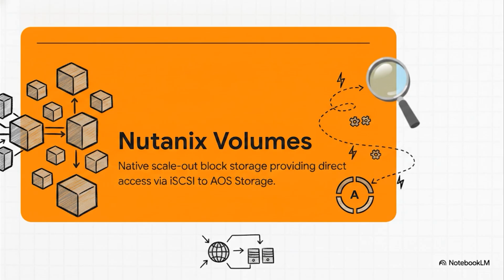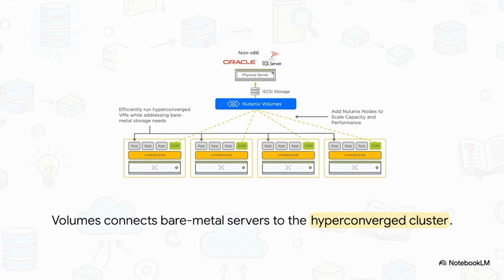It provides direct, block-level access to AOS storage, which, as a quick refresher, is the Acropolis operating system running your entire cluster. It does this natively using the iSCSI protocol. iSCSI stands for Internet Small Computer Systems Interface. It's the legacy industry-standard bedrock for presenting block storage over an IP network, and Nutanix has modernized it beautifully for hyper-converged infrastructure.